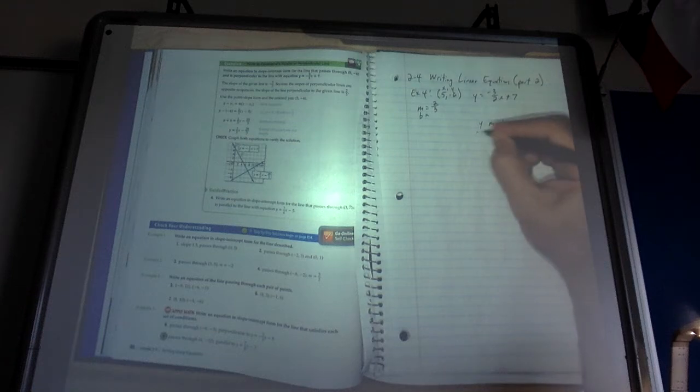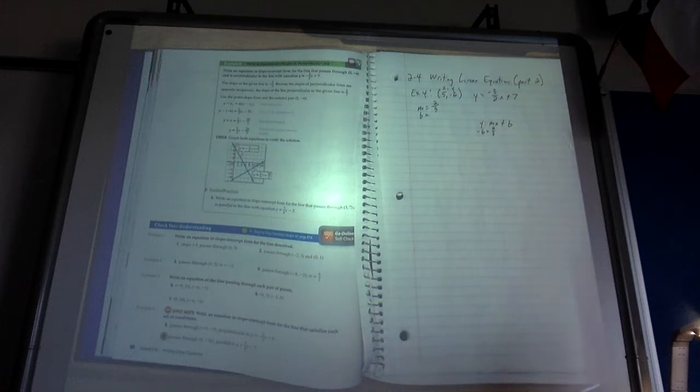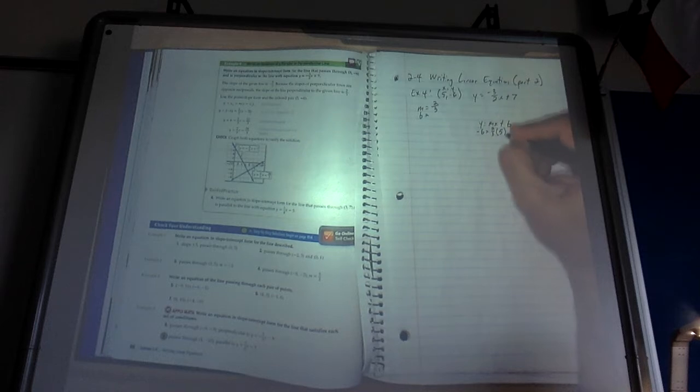So the y is -6. The slope we need is 2/3. Make sure that you are not plugging in -3/2 here. We're not talking about parallel lines. We're talking about perpendicular. The x of our line is 5. I don't know the b.